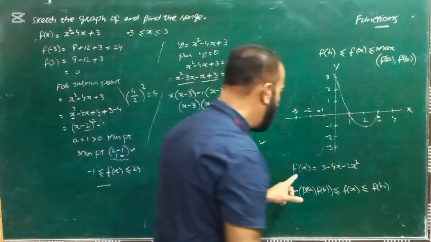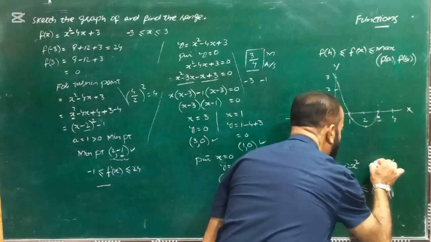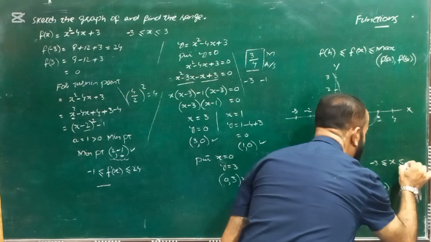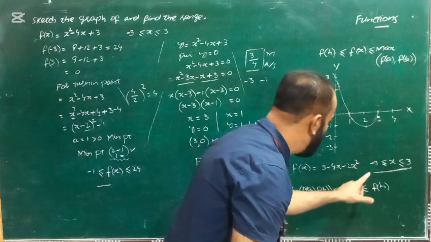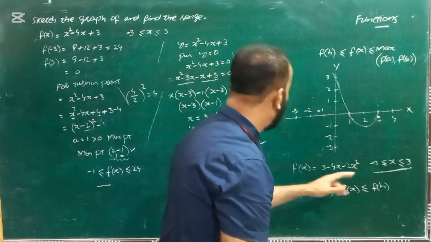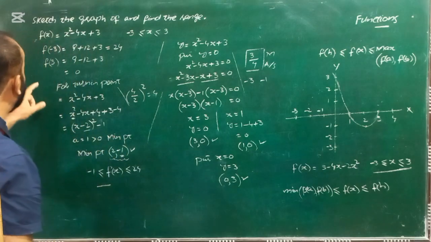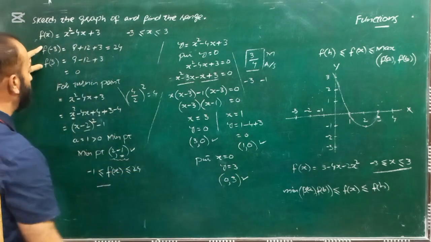So actually the range is the same for this: x is greater than or equal to -3 and lesser than or equal to 3. The same range is there. So this is A, this is B. So first you will find f of A, f of B like this. Look here, this is the same method that will be followed there.